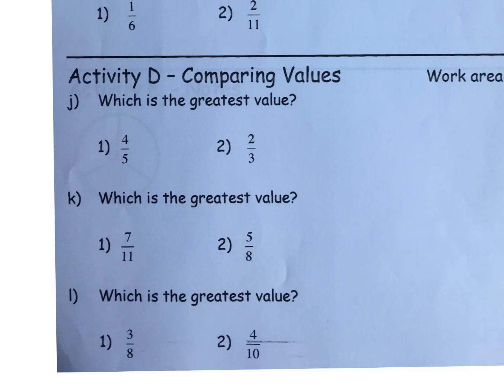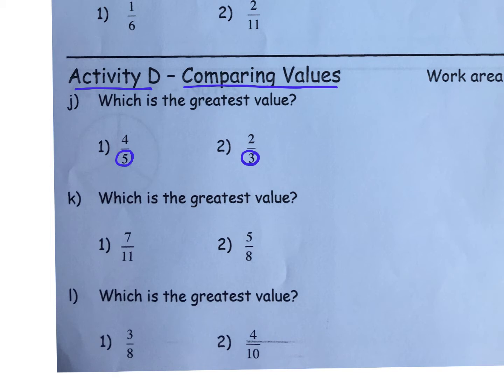Welcome to page 18, Activity D, where we are going to compare values. These values are given to us in fraction form. And of course, we do not have common denominators. So, convert each of these to decimal form and then make your comparison.